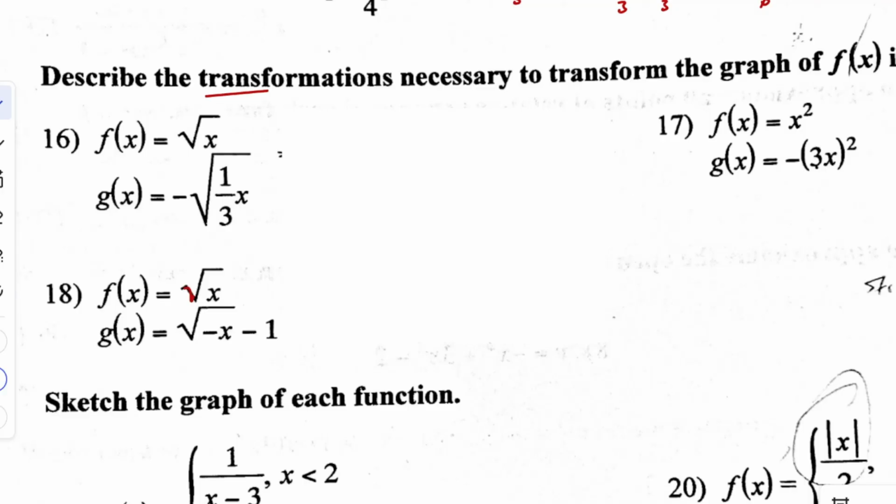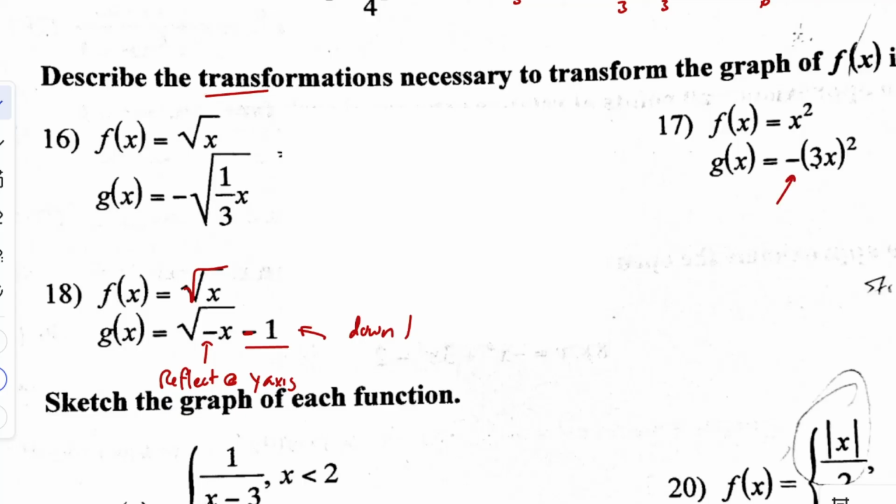All right, this one, primary function is root x. Let's see, I've got a horizontal flip, but they like to say reflection across the y-axis. And this one, I gotta be careful. Is this outside or inside? If it was like that, it'd be inside, but it's outside. So this one is vertical and it's added or subtracted, so it's down 1.